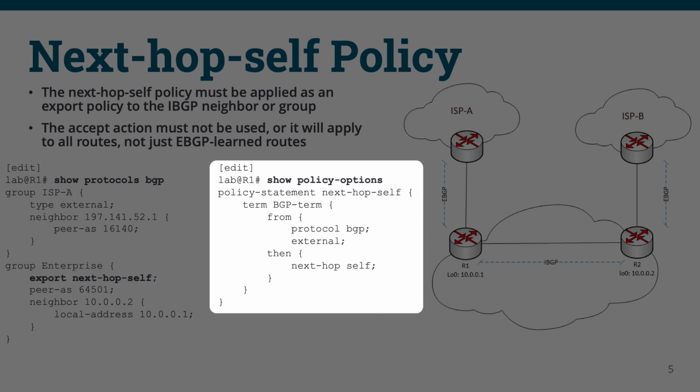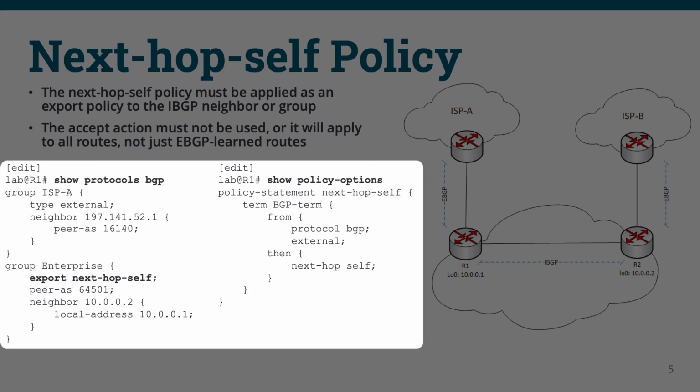This policy is named NextHop Self, though could be named anything. The term is BGP term. This policy matches routes from the BGP protocol table, which are eBGP learned routes. The action taken on these routes is below in the then action, where we're setting the next hop to self. Note that we're not using the accept action, only the next hop action.